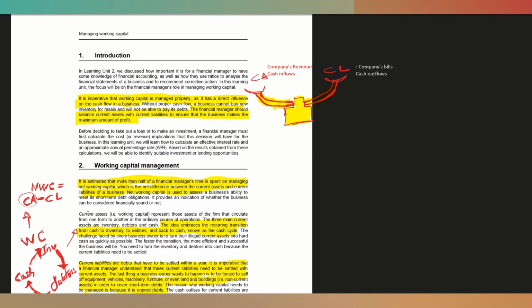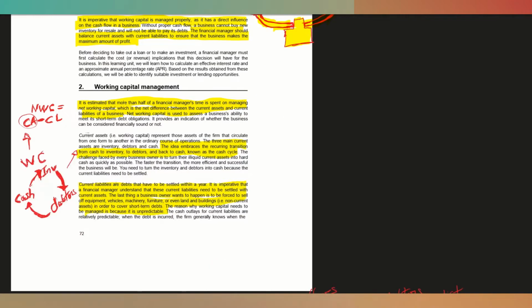All right. Also, there are cost implications when we take out a loan or we make an investment. Therefore, we will also look at how to calculate the effective interest rate and also the approximate annual percentage rate, APR and EAR. It is also important to point out that half of a financial manager's time is spent on managing this net working capital, which is the difference between current asset and current liability.